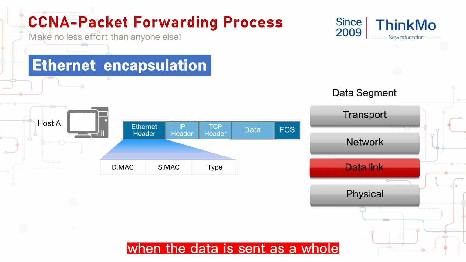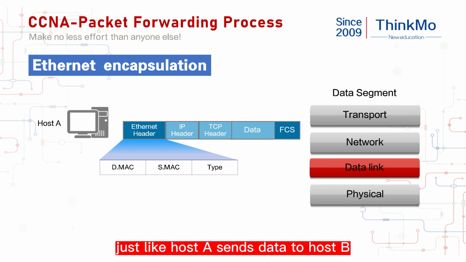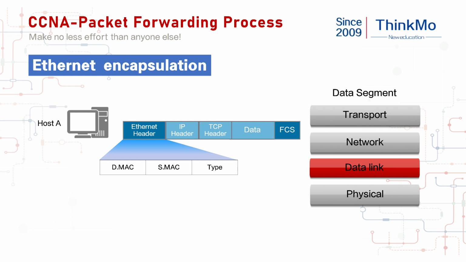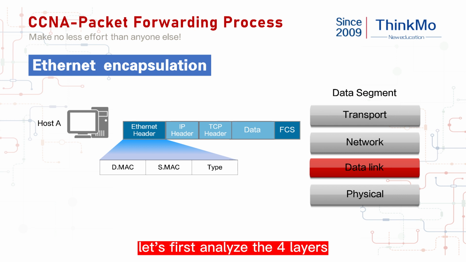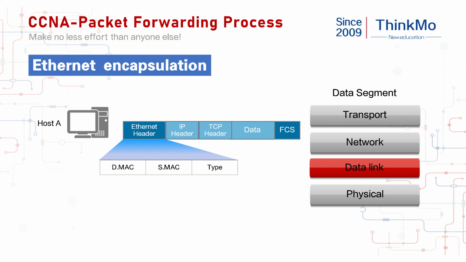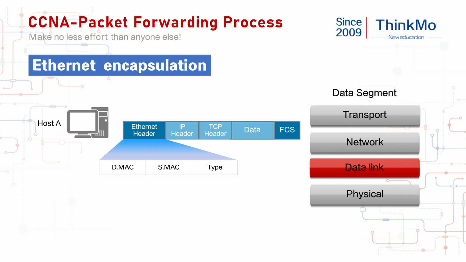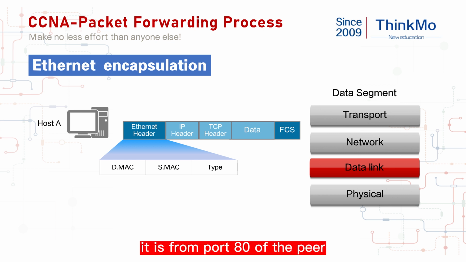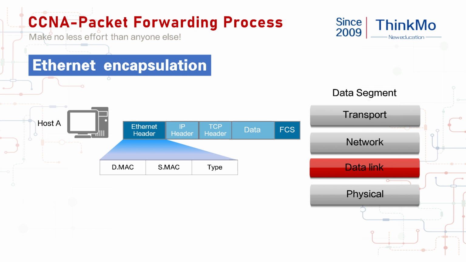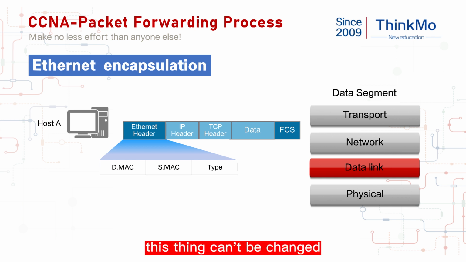When the data is sent as a whole, just like host A sends data to host B, let's first analyze the four layers. Suppose port 1027 is used locally. The host accesses port 80 of the peer to access the peer's web service. Then when the peer finally replies to the host, it replies from port 80 of the peer to port 1027 of the host. This can't be changed.